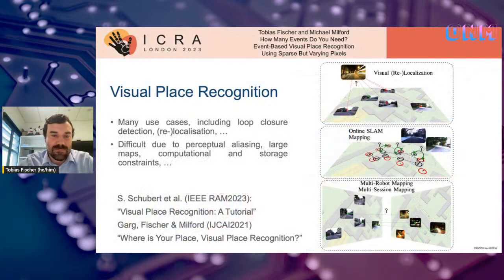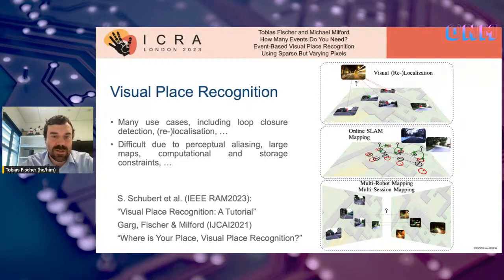And place recognition has many, many use cases. So if you have a little bit of a robotics background, you might have heard of SLAM, so simultaneously localizing and mapping, and we need it there as a loop closure component. We might want to relocalize a robot if it's being shut down and restarted somewhere else.